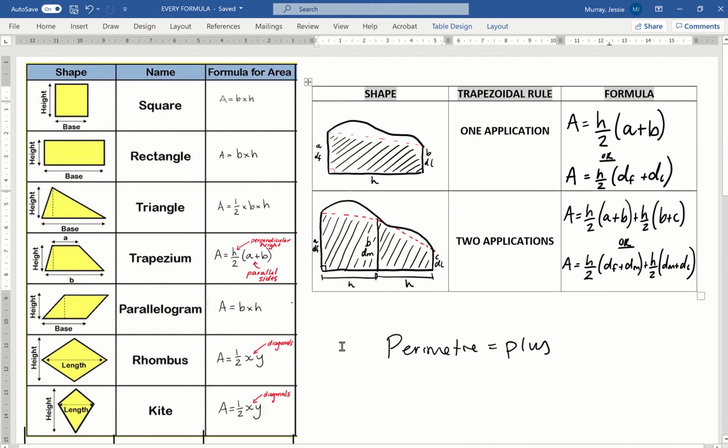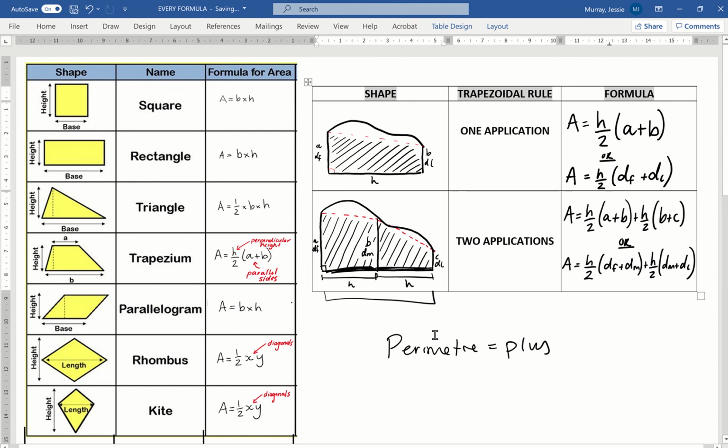Just be mindful about your trapezoidal rule. That's always going to be asked somewhere along the lines. Remember, it's turning it into a trapezium, okay? H is the height. So when you have two applications, it means turn it into two trapeziums. So the height is each trapezium, not the entire height all the way along, all right? So you've got to halve that height if they give you the full length.